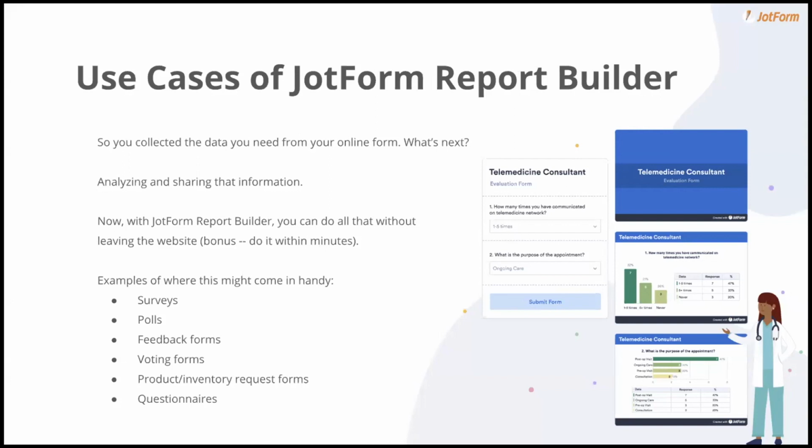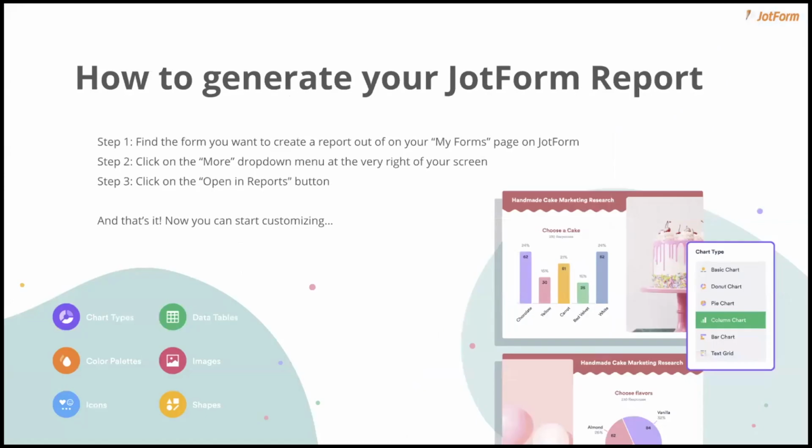As we'll demonstrate, getting there is really simple. An overview is to first find the form you want to create a report out of on your My Forms page, click on the drop-down menu that says More at the very right of your screen, and then move down and click on Open in Report Builder, and that's all there is to it. Now you can start customizing. And to take you through that process, I'm going to pass it off to Chad to demonstrate. Chad, you can take it away.